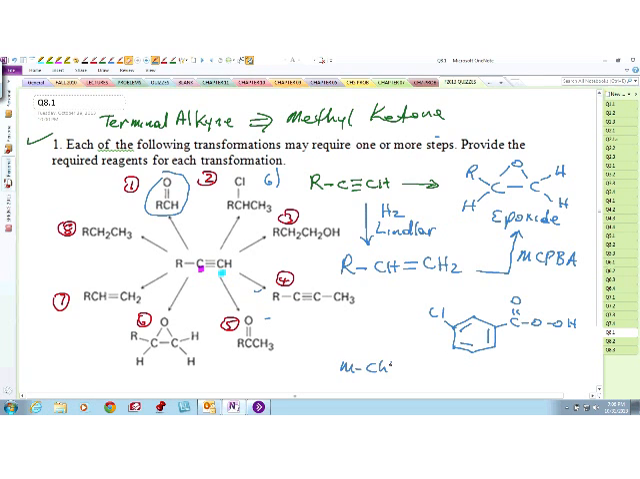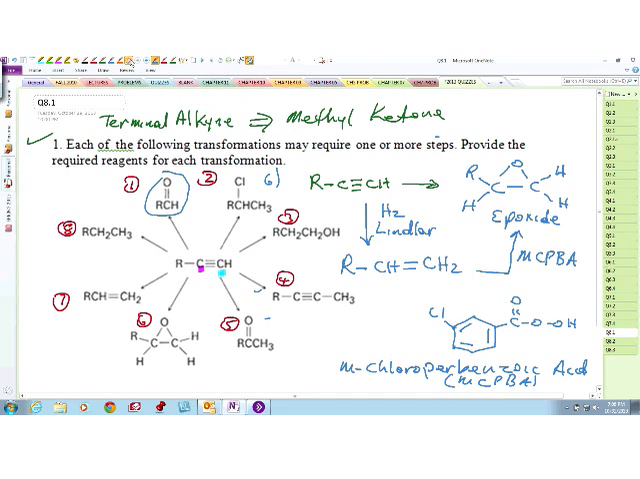That's m-chlorobenzoic acid. So the acronym we use for this is MCPBA. Okay? What other reagent can we use for epoxidation?